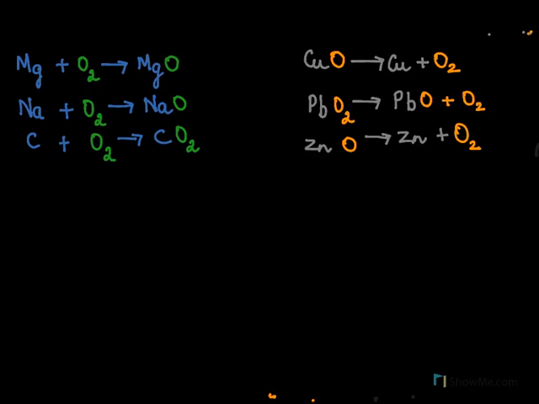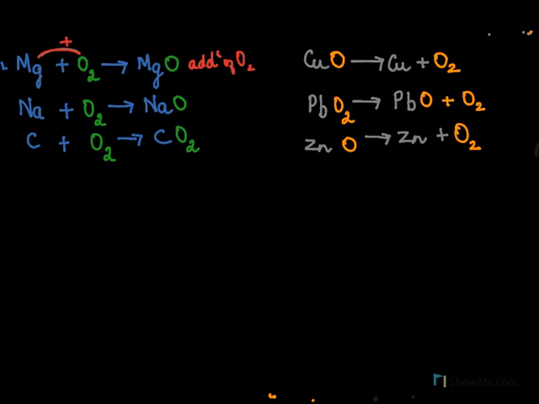Today we'll learn about oxidation and reduction reactions. Now look at this first reaction. Here magnesium adds on to oxygen to give you magnesium oxide. So in this case there is an addition of oxygen.